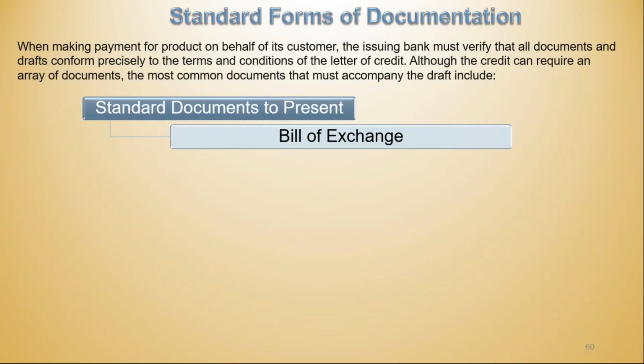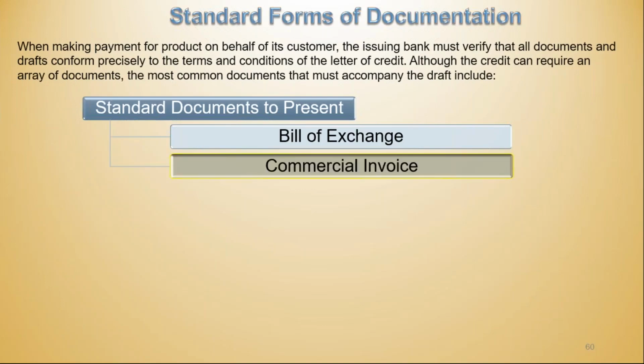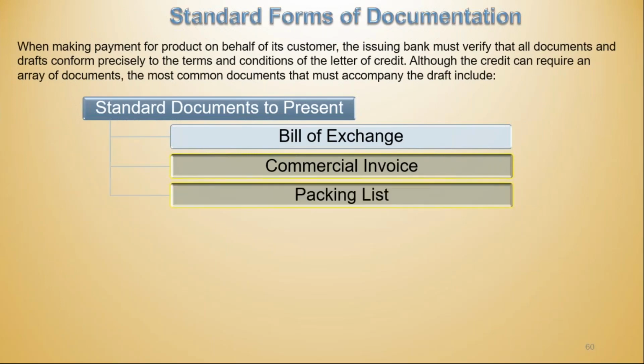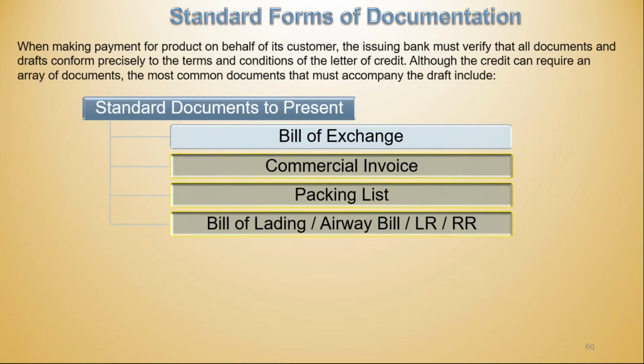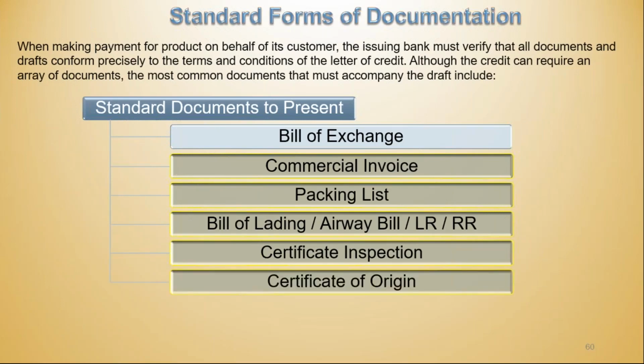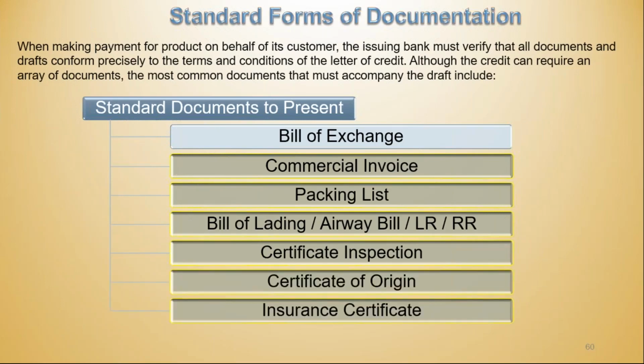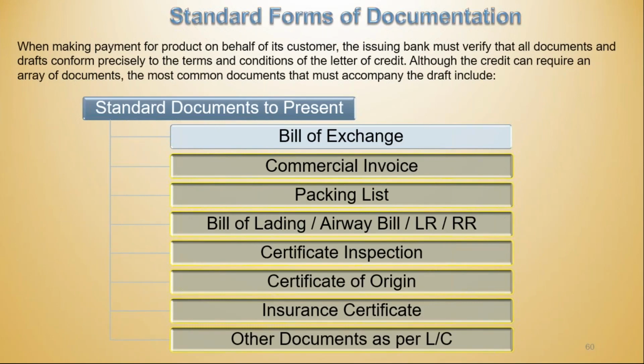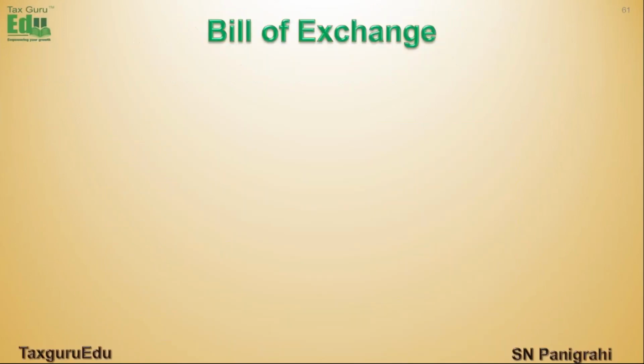So these are the standard forms of documents that we have to submit to the bank. Some of the very important common documents are, first, the bill of exchange. What is the bill of exchange? Already I told you that it is a demand: the seller is demanding that the buyer make the payment. Then the commercial invoice, packing list, bill of lading or airway bill, and other documents like certificate of inspection, certificate of origin, and insurance certificate have to be submitted.